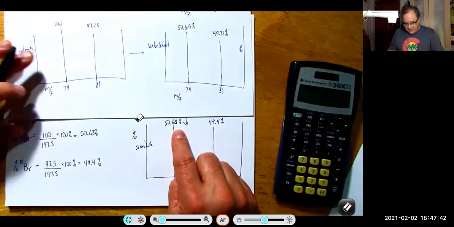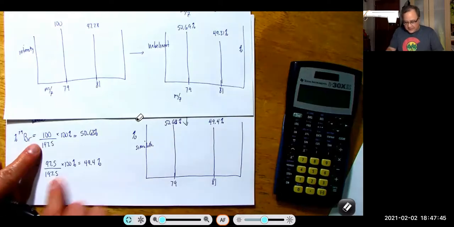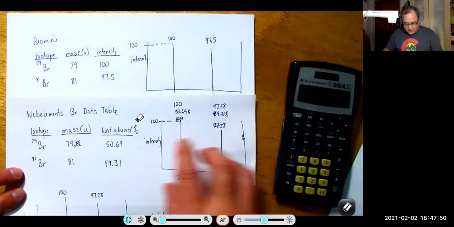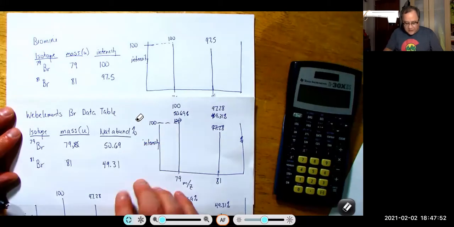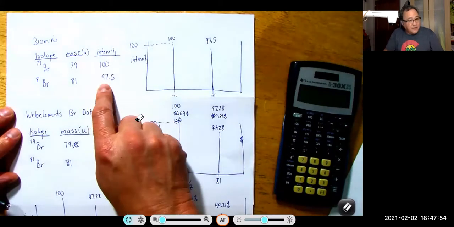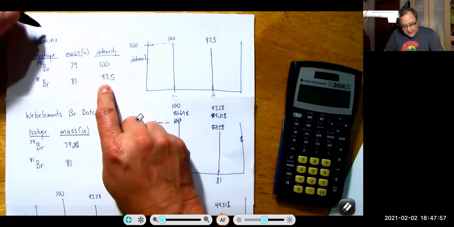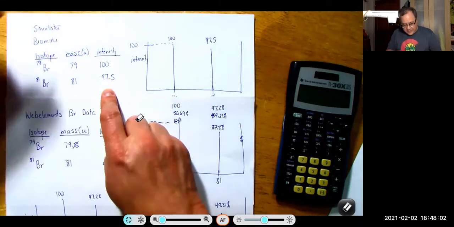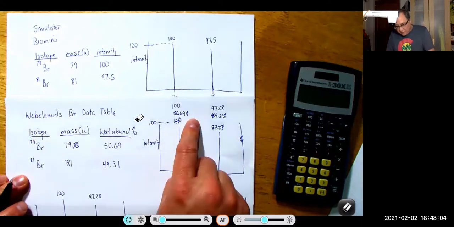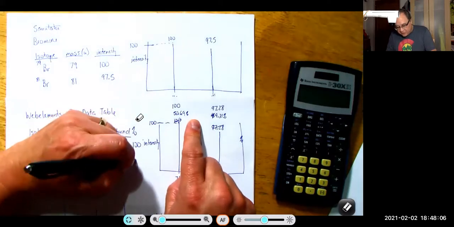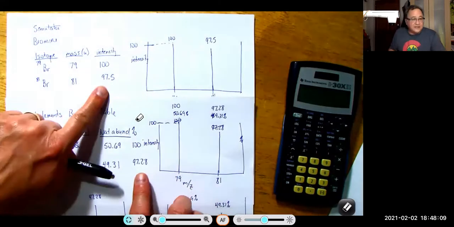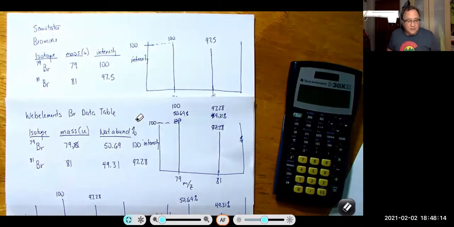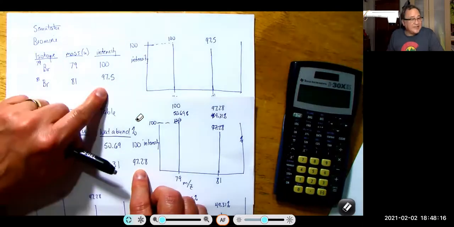And the answer has to do with the tables. So let's look at the tables. Do you see how with this table you have 197.5? So this is the simulator. And here with the web elements, you have 197.28. So this is where they differ. And that's why you get slightly different numbers, is because these numbers are slightly different.